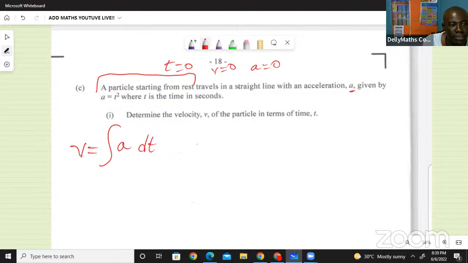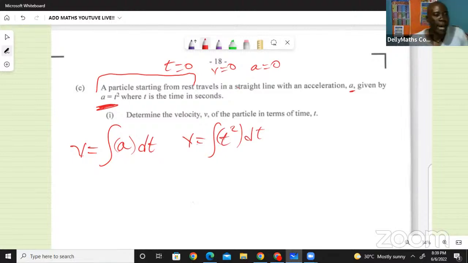And we're going to have dt, all right? That is velocity. But I was just told that acceleration is t squared, so velocity now is going to equal the integral of t squared dt. If I integrate my acceleration function, it's going to take me back to velocity, and that is what they expect you to do right there.